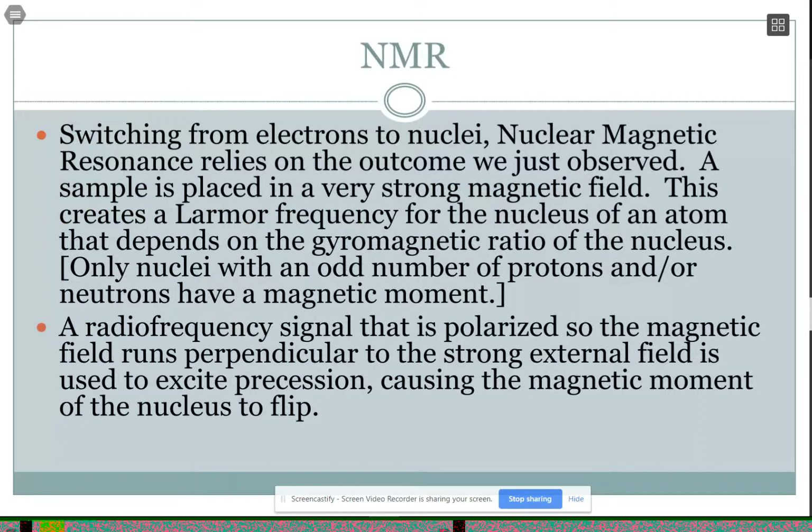So let's see if this matches what I said. It creates a Larmor frequency for the nucleus of an atom that depends on the gyromagnetic ratio of the nucleons. And notice you have to have a spin of the nucleus that's not zero. If the spin of the nucleus is zero, well, then it's not going to work. Yes, because if you have two protons and two neutrons, that would be a helium nucleus. Then you're going to have the spins for the protons like that, and the neutrons are going to have a net spin of zero. So if you have something with an even number of protons and neutrons, you get a spin of zero.